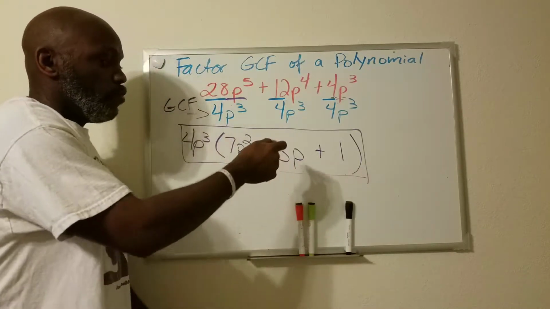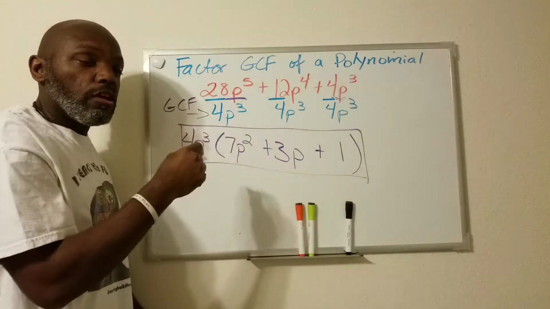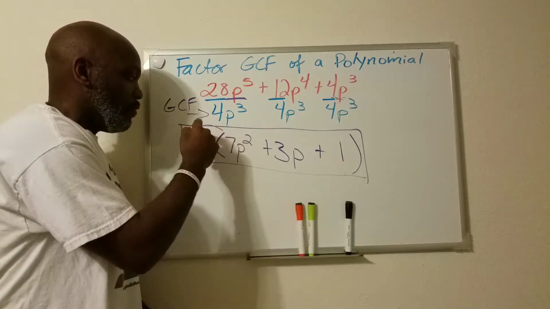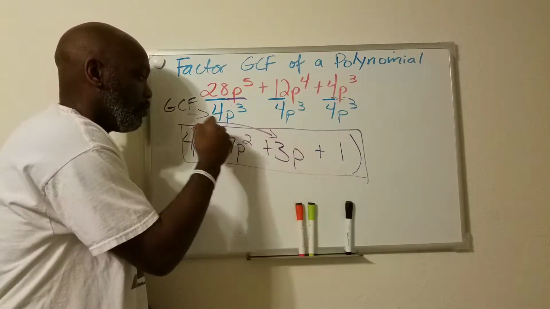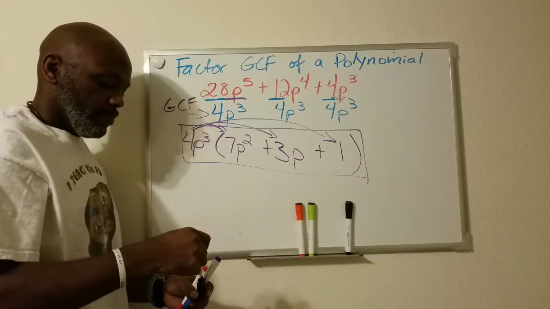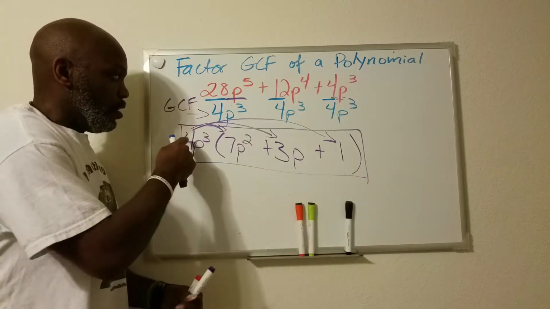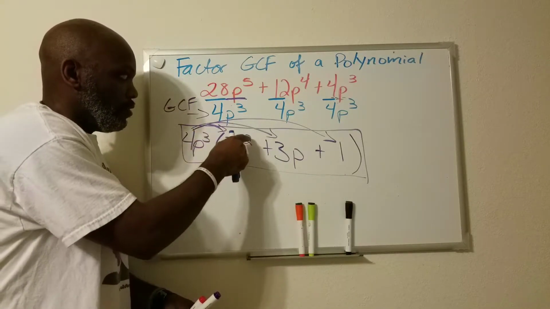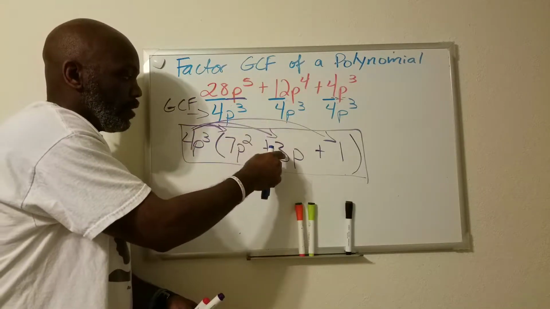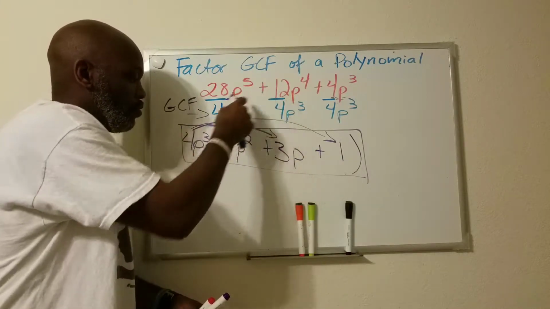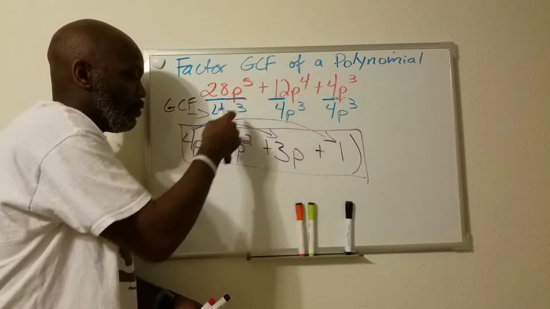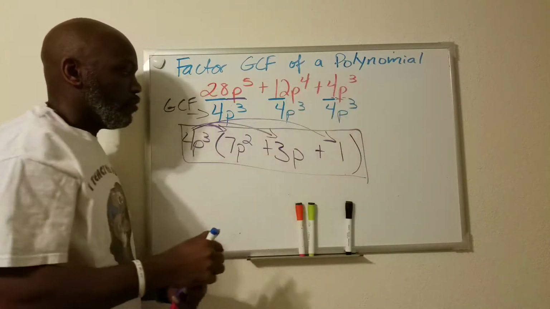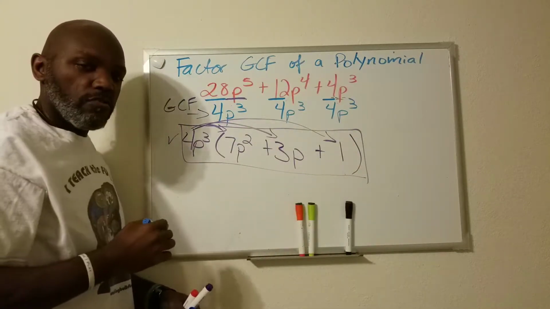So we reverse engineered basically, because if we were to multiply it in or distribute this information back in, right, we would end up with 4 times 7 is 28. P to the third times p to the second is p to the fifth. And then 4 times 3 is 12. P to the third times p is p to the fourth. And then 4p to the third times 1 is 4p to the third. So that's how you know that this is going to check out.